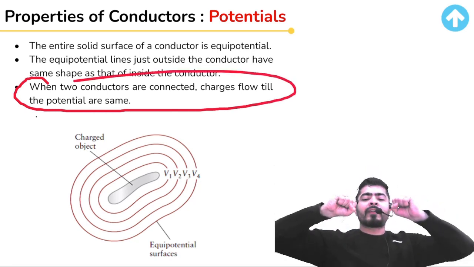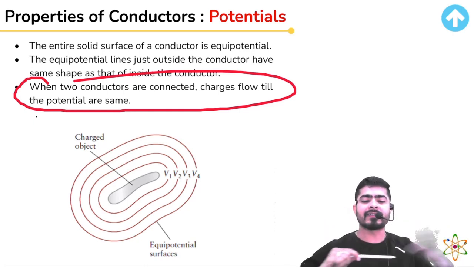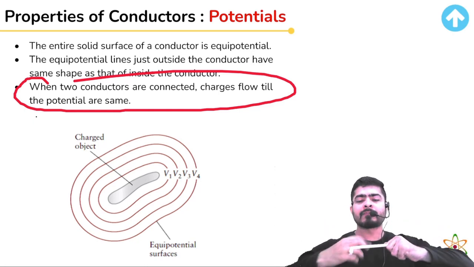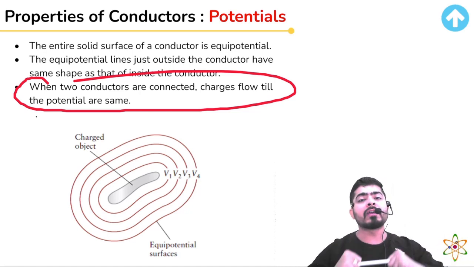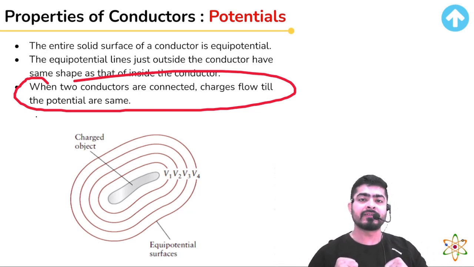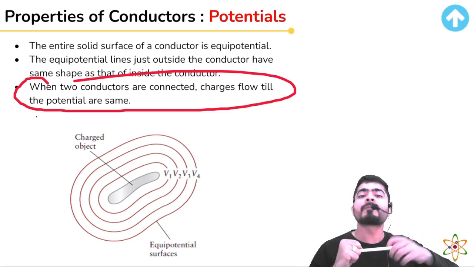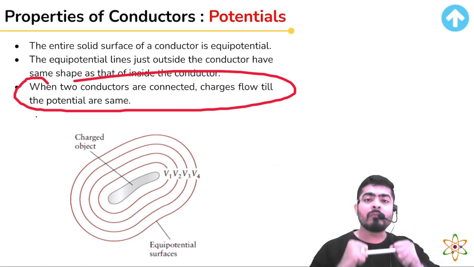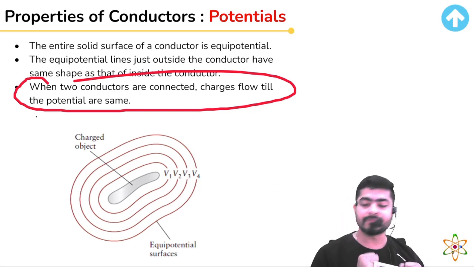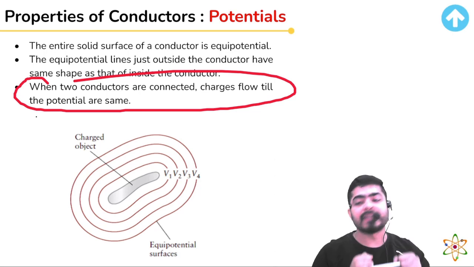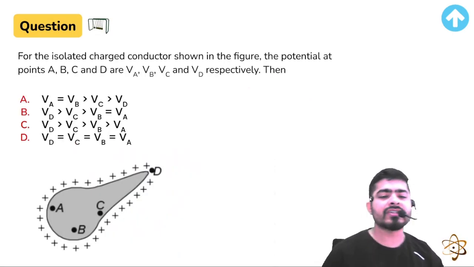If you got two different conductors and let's say you connect the two conductors like this. This is my first conductor, this is my second conductor, and now I connect both the conductors together. What will happen? Both of them now behave like a single conductor because they are connected by a wire. So both of them will now have same potential. Is that clear? Okay, so try this question now.